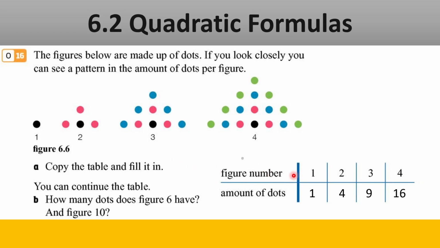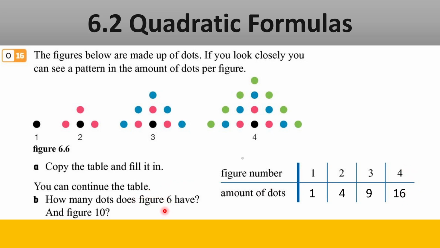Hey, what can we see right here? 1 gives me 1. 2 results in 4, and 3 in 9. 4 in 16. If you practiced the previous paragraph, then maybe you will see that these are squares, right? 1 squared gives me 1. 2 squared gives me 4. 3 squared gives me 9, and 4 squared gives me 16.